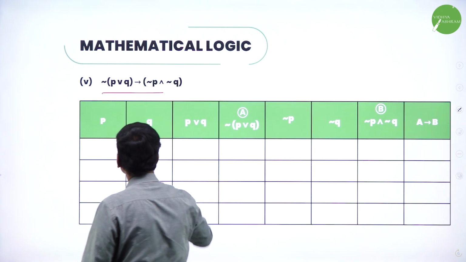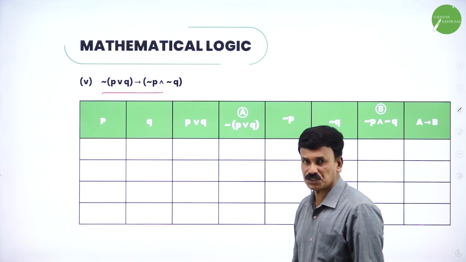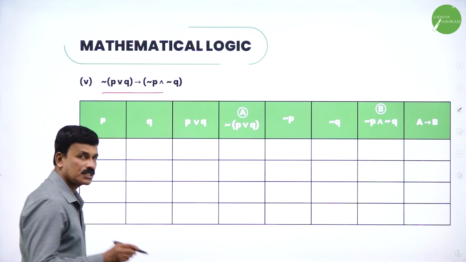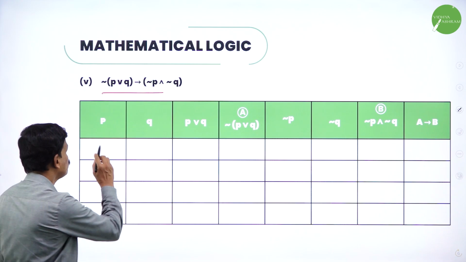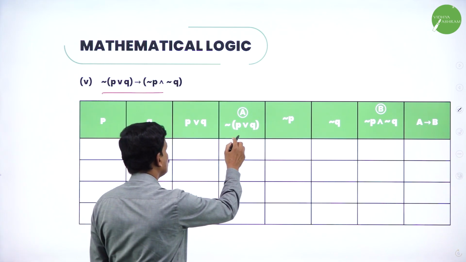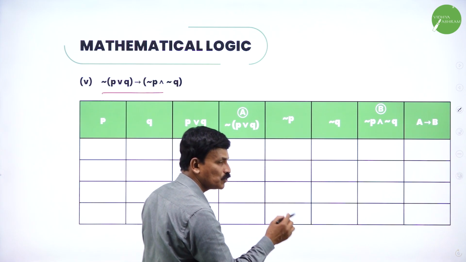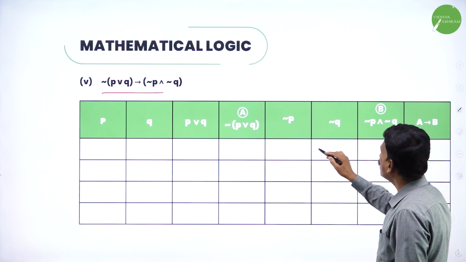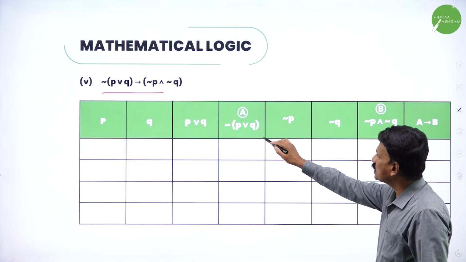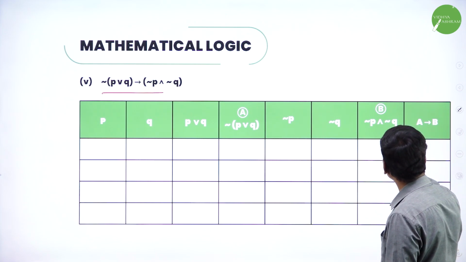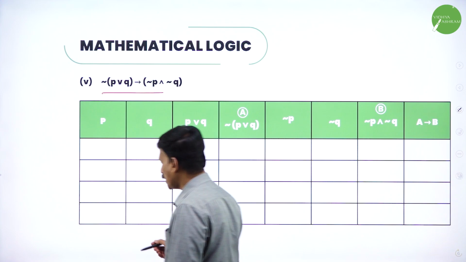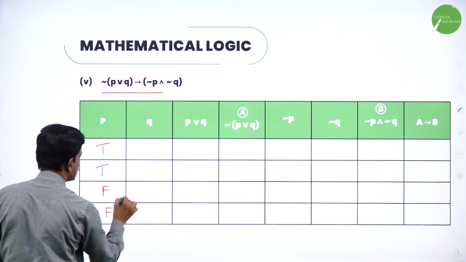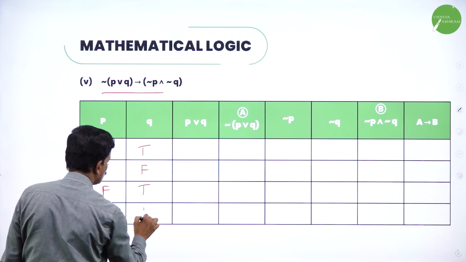Negation of P disjunction Q conditional to negation P conjunction negation Q. Verify whether this is a contradiction, tautology, or neither tautology nor a contradiction. As usual, let us make columns for P, Q, P disjunction Q, negation of P disjunction Q, negation P, negation Q, the conjunction of negation P and negation Q, and the conditional statement for A and B. Now write down the truth values as usual. For P it is true, true, false, false, and for Q, true, false, true, false.